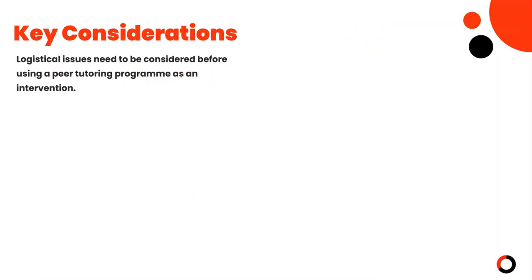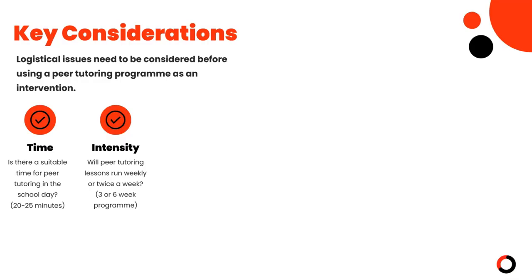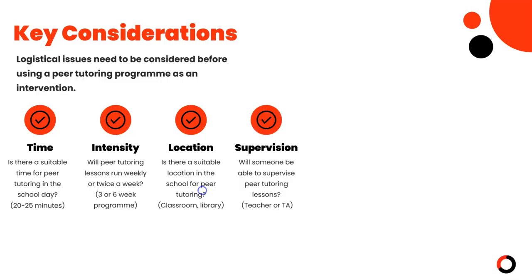So some key considerations need to be considered before implementing the peer tutoring programme as an intervention. Time. Is there a suitable time in the day for the 20-minute sessions? Intensity. Will peer tutoring lessons run weekly or twice a week? If you do 2 lessons a week, then it's only a 3-week programme. If you do 1 a week, then it's a 6-week programme. Location. Is there a suitable location in the school for the peer tutoring? Supervision. It doesn't require a teacher to supervise, but you will need an adult such as a TA.